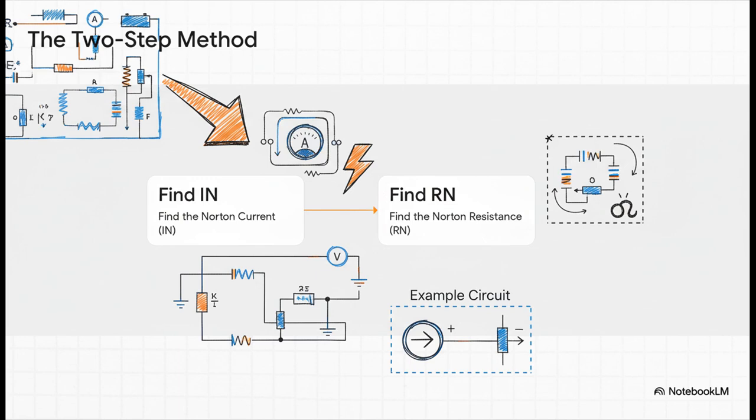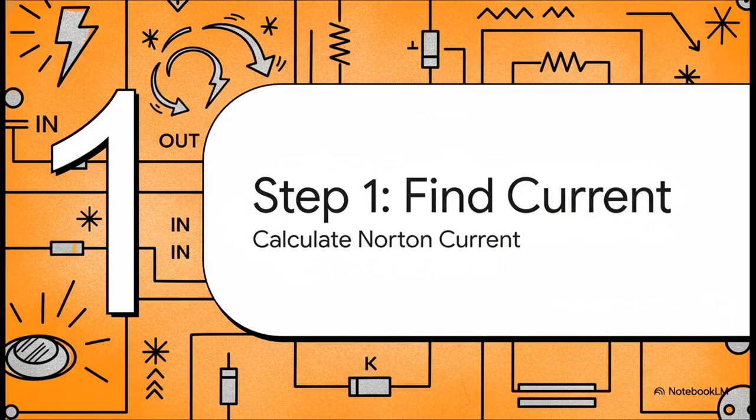First, we've got to find the value of that current source, IN. Then we find the value of that resistor, RN. So let's just do it. Let's take our example circuit and walk through it. All right, first up, let's get our hands dirty and find that Norton current IN. You can think of this as the absolute maximum current that our circuit can possibly push out.